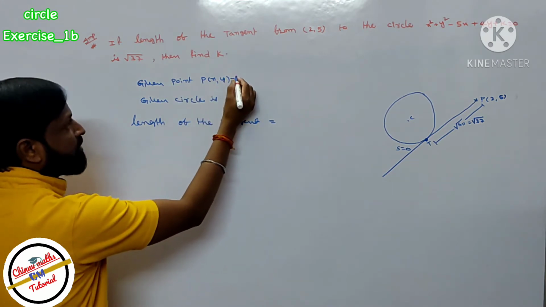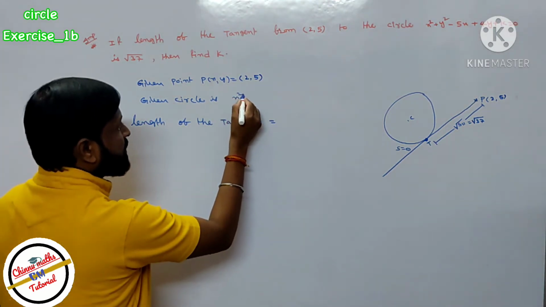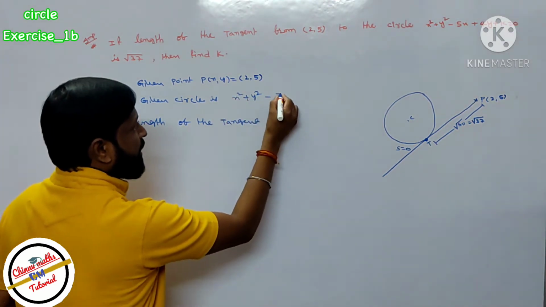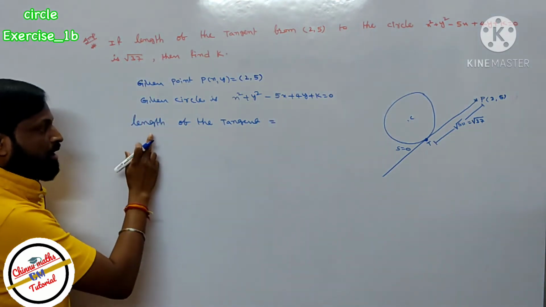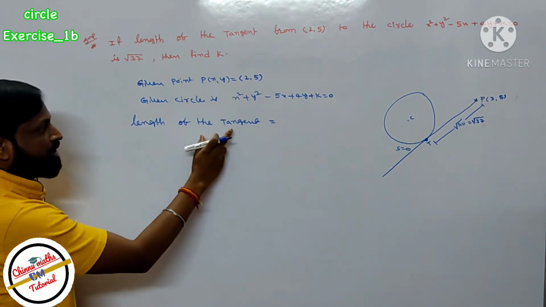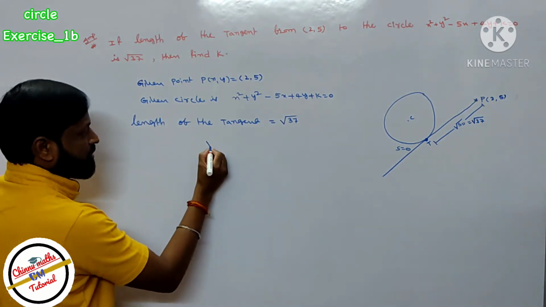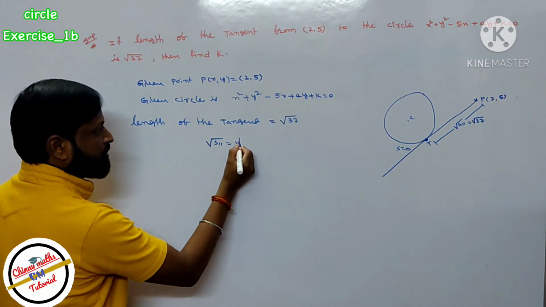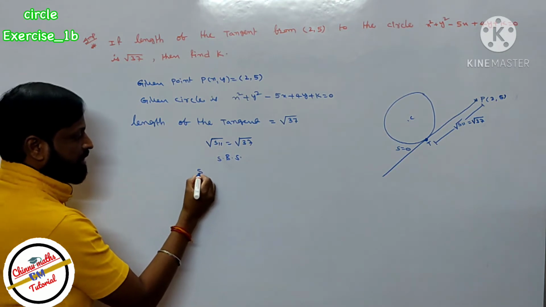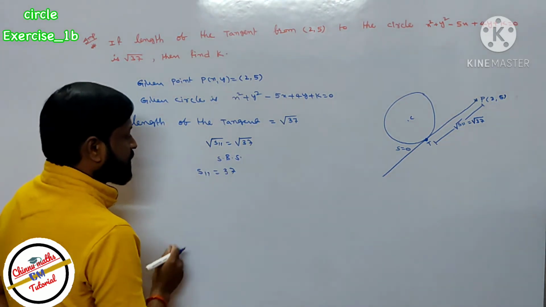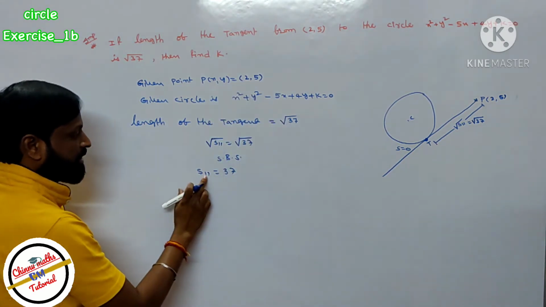Given point P(x, y) equal to (2, 5) and the given circle is x square plus y square minus 5x plus 4y plus k equal to 0. According to the problem, the length of the tangent equals root 37. So length of the tangent means root of S11. It is equal to root 37. Squaring on both sides, the square roots get cancelled. What will we get? S11 equal to 37. S11 means the power of the point. The point substituted in the equation of the circle will give S11.